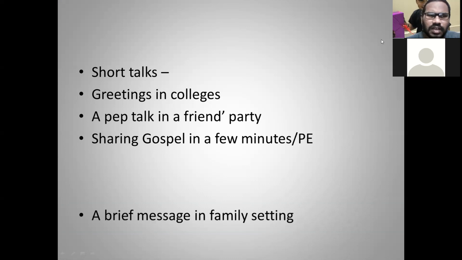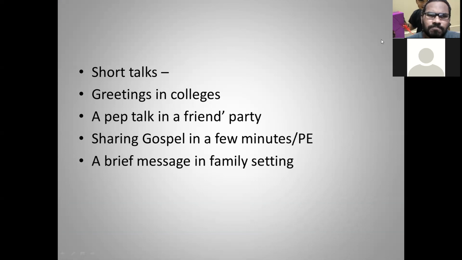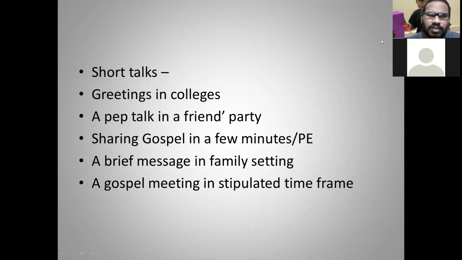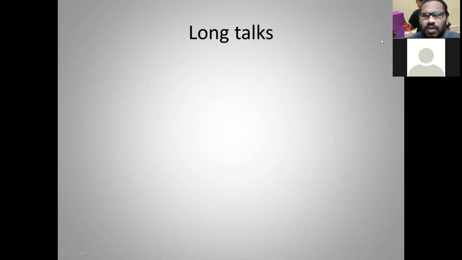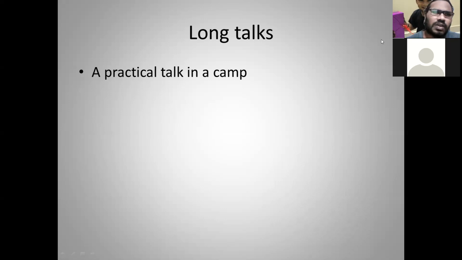Then how do we do that? Also a brief message in a family setting, where we are asked to speak in our family, and a gospel meeting in a stipulated time frame; all those come under short talks. And long talks, I'll not make this talk a very long one. However, I'll try to make it brief, but the essence of the session is very important for us to learn, so kindly don't mind though we cross the stipulated time frame. A practical talk in a camp or in a conference.